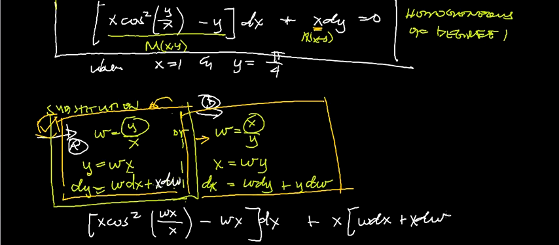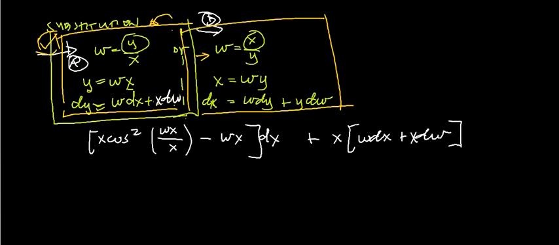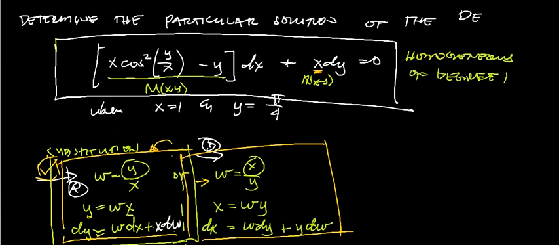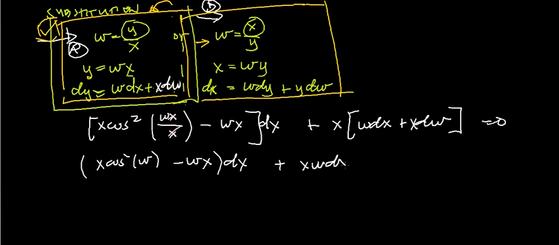Okay, so always double check your substitution. This is equal to 0, right? After the substitution, let us now simplify. We have x cosine squared w minus wx dx plus xw dx plus x squared dw is equal to 0.